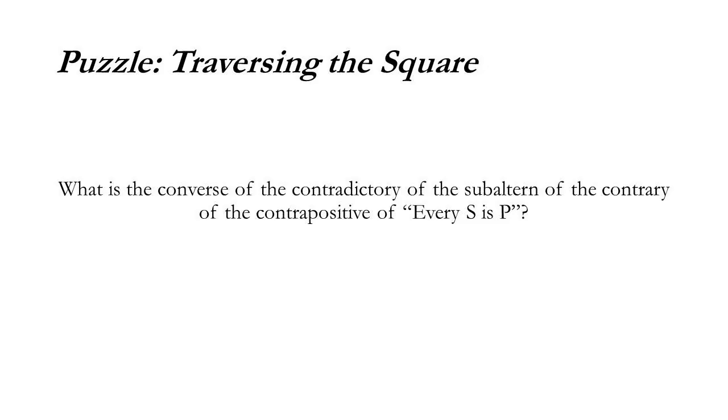Here's a sort of question that will tax your mind and get you familiar with the topic. So what is the converse of the contradictory, the subaltern of the contrary, the contrapositive of every S is P? Whew, let's see. Start with this. I'm going to walk you through this. How do you solve this? Start with every S is P. All right, there we go. Now, work backwards. What's the contrapositive of that? Well, remember what the contrapositive was. We flip the S and the P and we put not in. Cool. Every not P is not S.